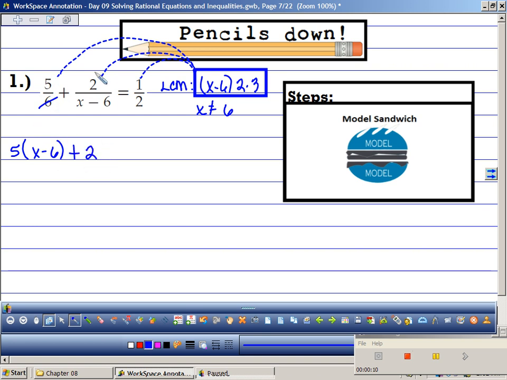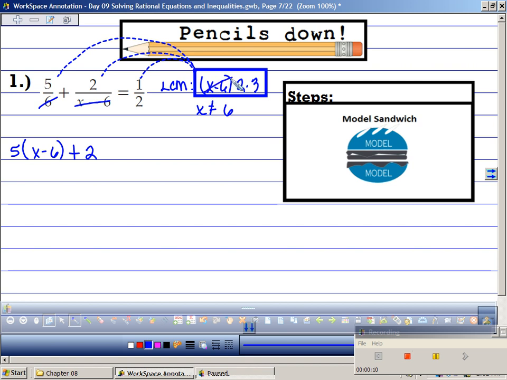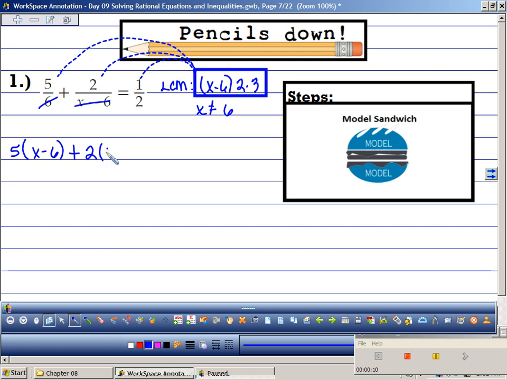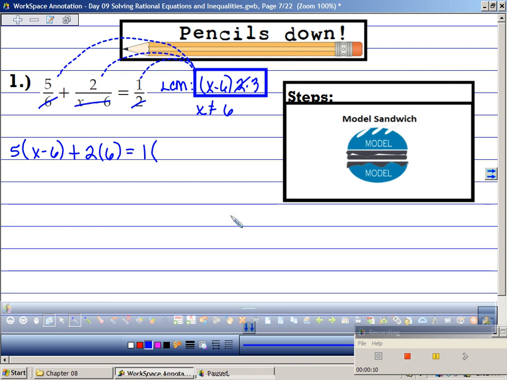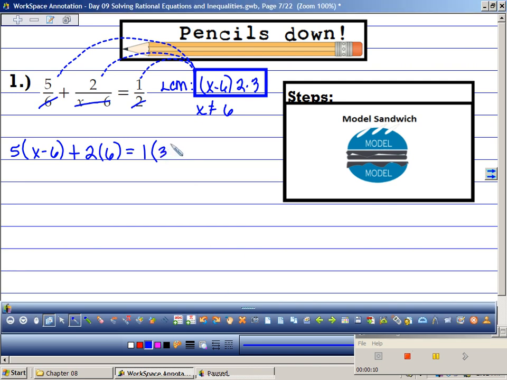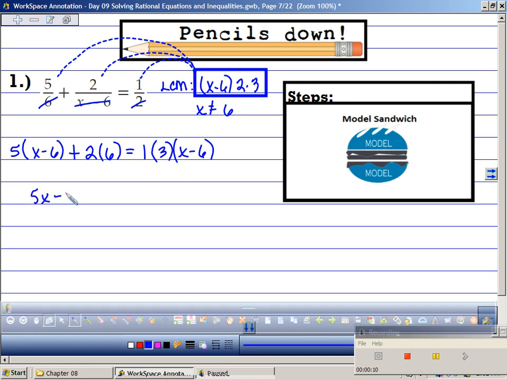Plus 2 times, well, when x minus 6 goes away, what's left over? 2 times 3, which is 6, so that's going to be 6, equals 1 times, when my 2 cancels, what's left over? 3 and x minus 6. That's the hardest part, clearing that denominator. So then I just distribute. This is 5x minus 30 plus 12 equals 3x minus 18.